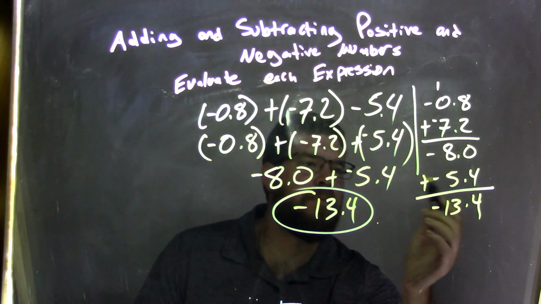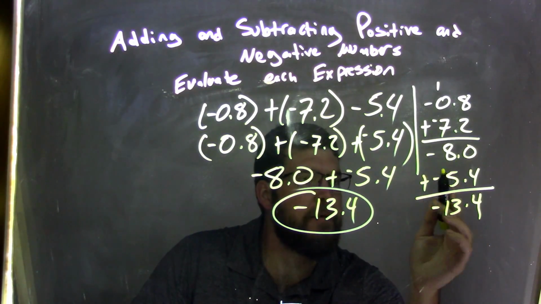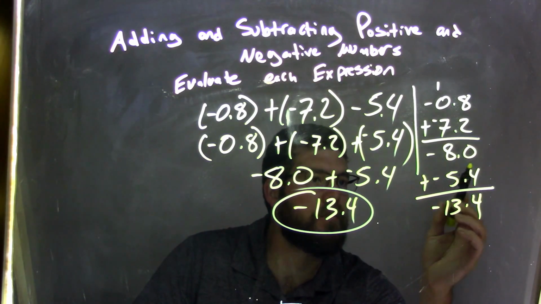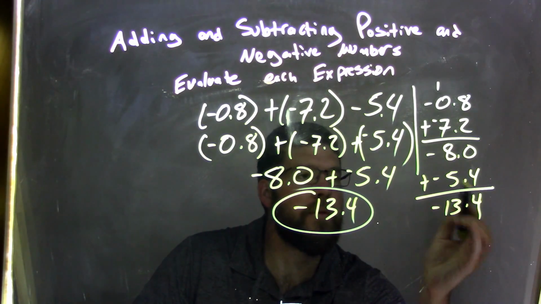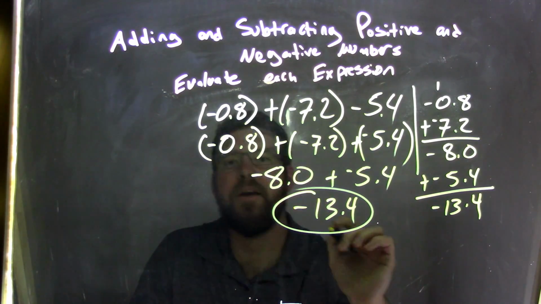Then we add the negative 5.4, and again, you might be able to do that in your head, but I'm writing it out here. Negative 8 plus negative 5.4, so 0 plus 0.4 is 0.4, 8 plus 5 is 13, keep the negative, and we have negative 13.4 as our final answer.